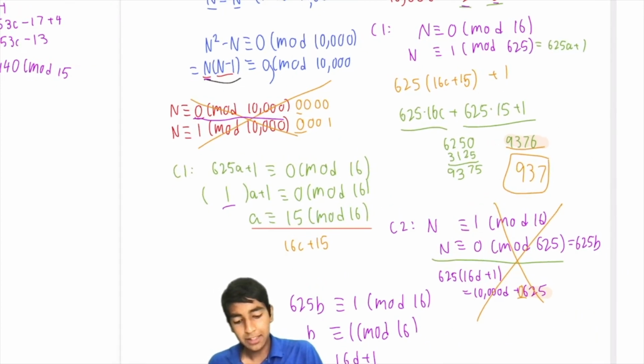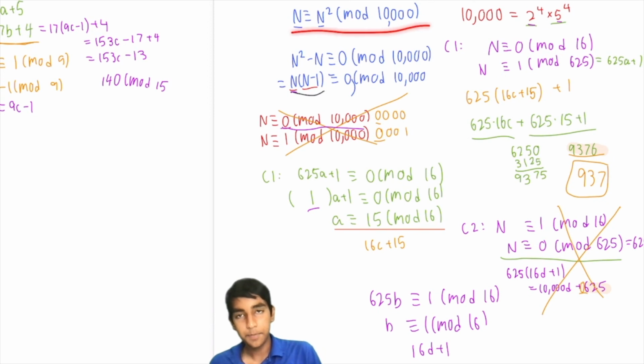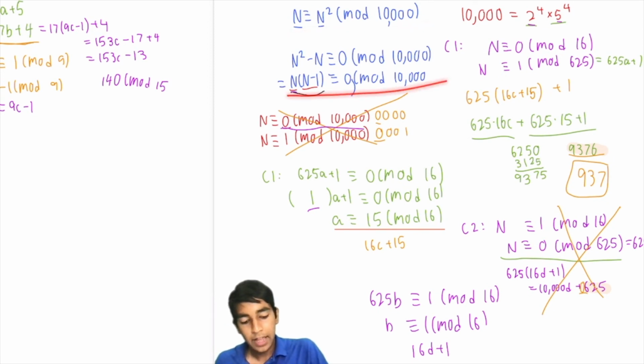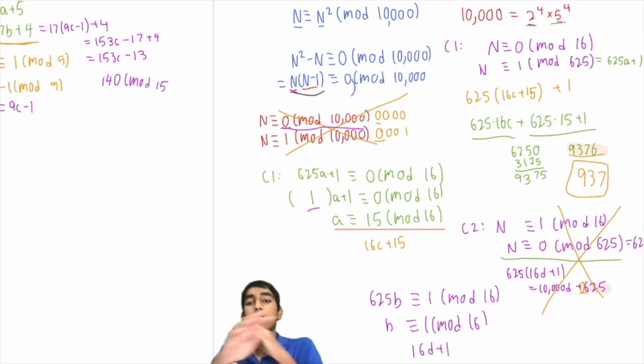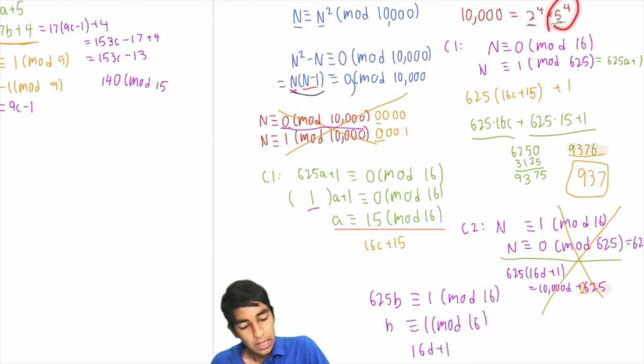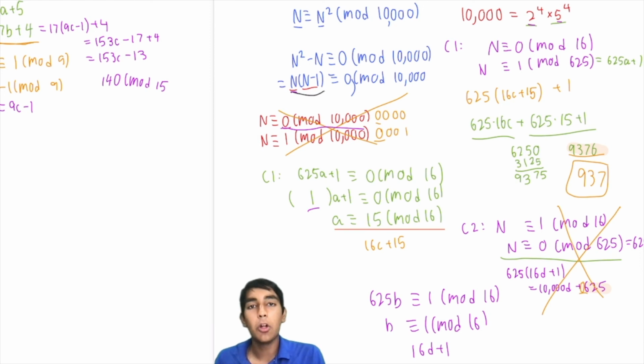So this was a long problem, so let's summarize. First, we started off with this condition here. Then we simplified it to this, and we saw that the cases where n or n minus 1 is a multiple of 10,000 don't work. And then we split it up into 2 cases because we know a number must be a multiple of 2 to the 4 and 5 to the 4. So we found one set of congruences here because in this case we had n is a multiple of 16 and n minus 1 is a multiple of 625. And over here we had n is 1 mod 16 and 0 mod 625. And we solved them using our standard method. And then we found that only this one here worked. Gives us an answer of 937.